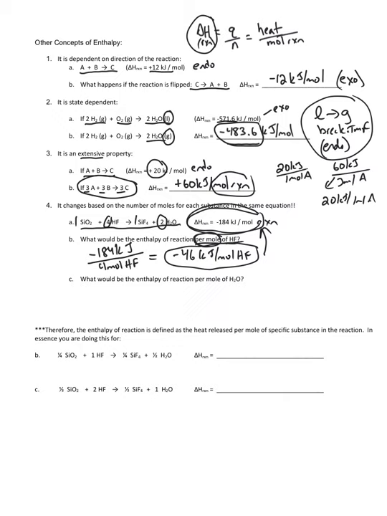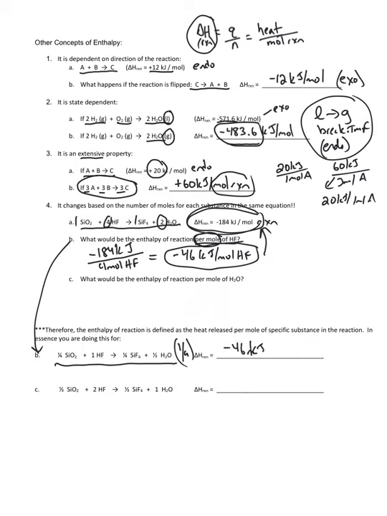4 moles of it will release 184 kilojoules of energy. Okay? What I've essentially done here in B is taken the reaction and literally cut it in fourths. 1/4, 4 divided by 4, 1 divided by 4, and 2 divided by 4. If I cut the reaction by a quarter, I cut the enthalpy of the reaction by a quarter.